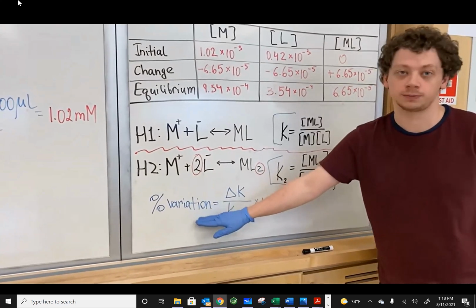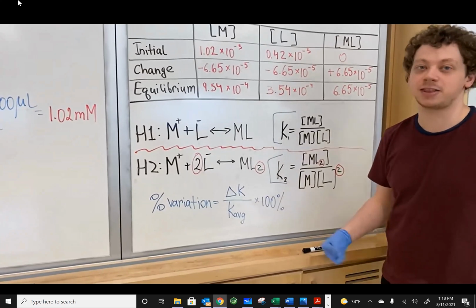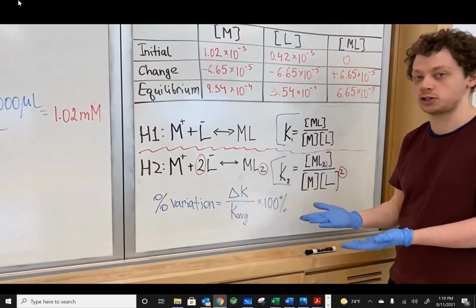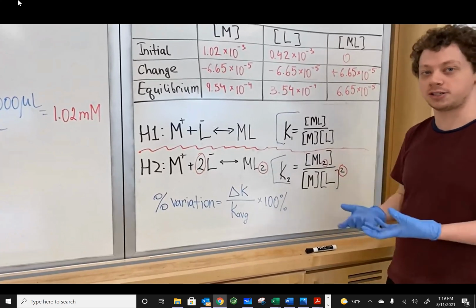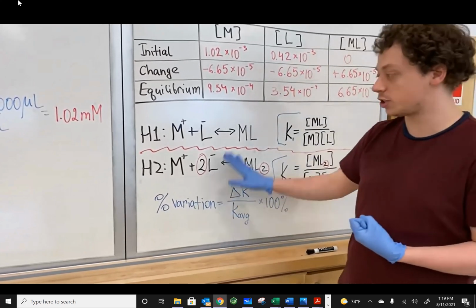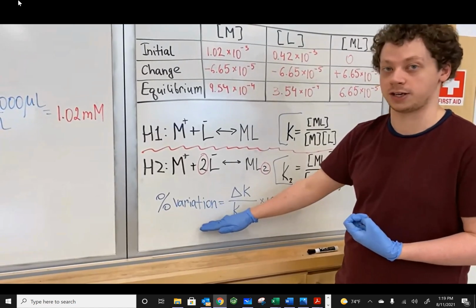the percent variation. Now, the way percent variation works is that it is a mathematical way of calculating how much does my answer change between successive tries. Because we're trying to calculate an equilibrium constant, it should be as constant as possible. So whichever hypothesis leads to the smaller percent variation will be our correct answer.